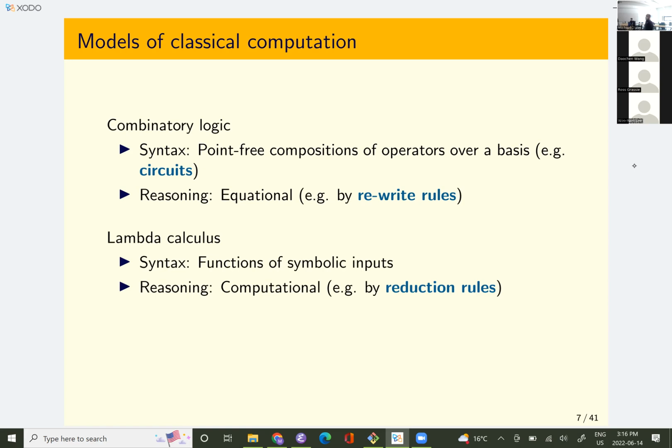The lambda calculus, on the other hand, is not point free. It's very much about what you do to a particular input, right? That's why it's a little bit easier, at least for me, to understand the lambda calculus than combinatory logic. And because it's not point free, reasoning is very computational. It's all about substituting values in and actually running a computation instead of this kind of equational reasoning. So what I'm wondering is, is there a more computational model of quantum computation than circuits?